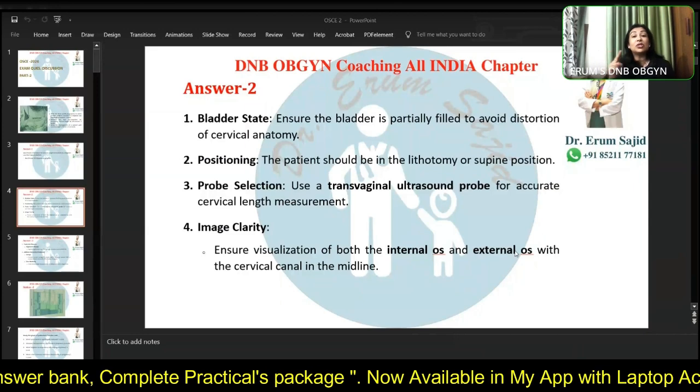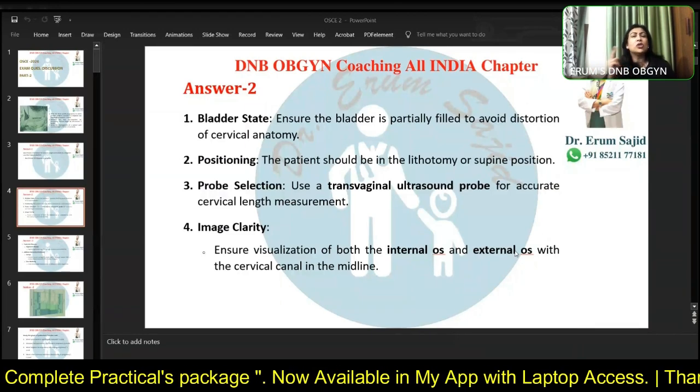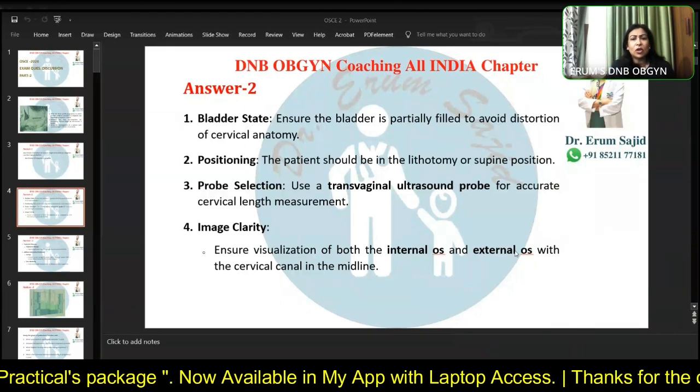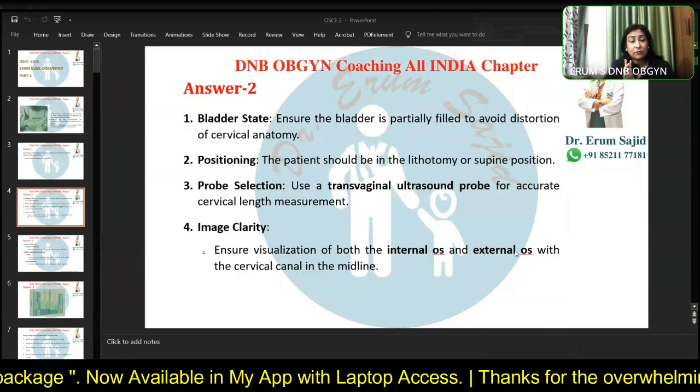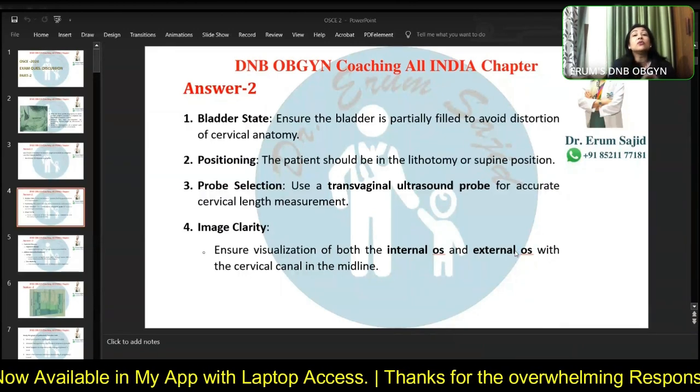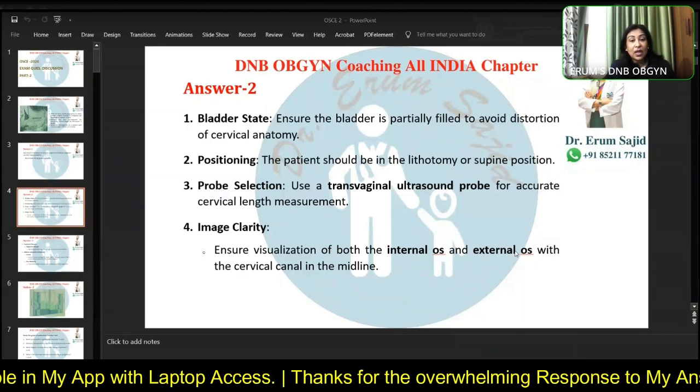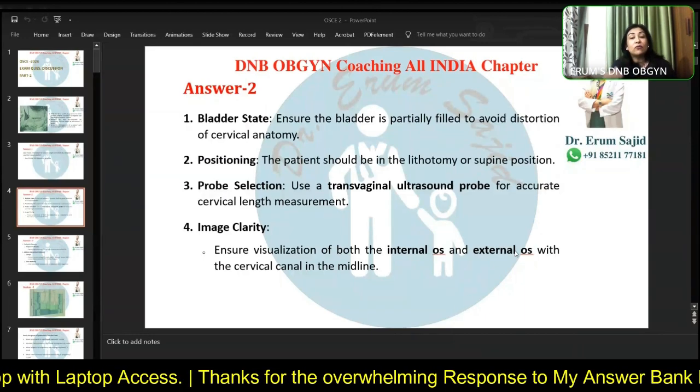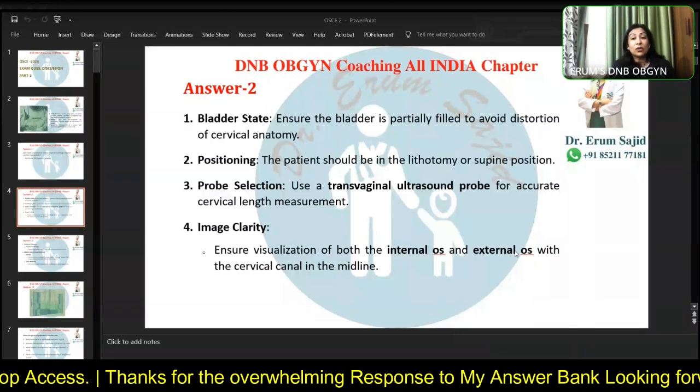Number 1. Second, the position of the patient should be dorsal supine, preferably not a lithotomy position. Just a dorsal supine position will be fine. The probe used is usually a transvaginal ultrasound probe, and ensure visualization of both the internal os and the external os.